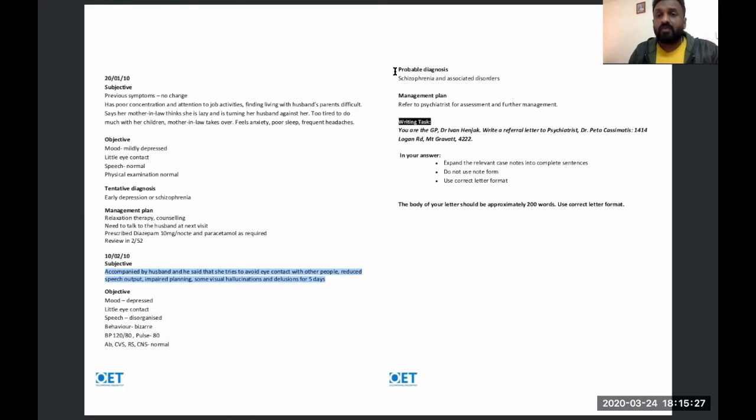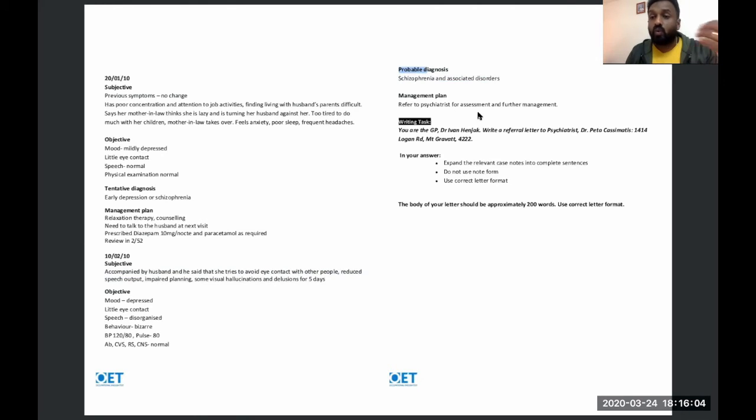Then they have given the probable diagnosis. This becomes your prime diagnosis: schizophrenia and associated disorders. Now, please understand this. It's very clear over here. They have written probable diagnosis. It is not a confirmed diagnosis. So when you're writing your first paragraph, you cannot say the patient was diagnosed with schizophrenia and associated disorders. Rather, you would say signs and symptoms suggestive of schizophrenia and associated disorders. So with these kinds of information you need to be very careful. Is it a confirmed diagnosis or is it a probable diagnosis? This has to be very clear in your mind.